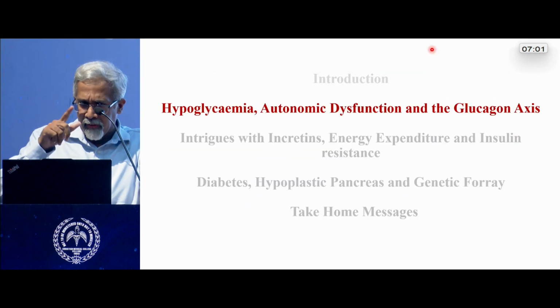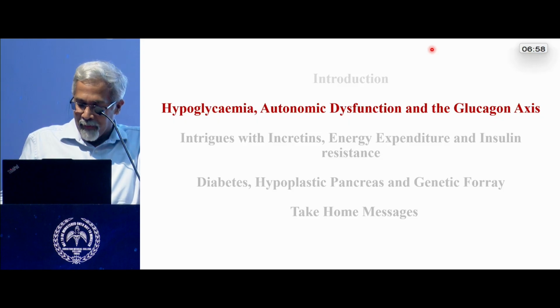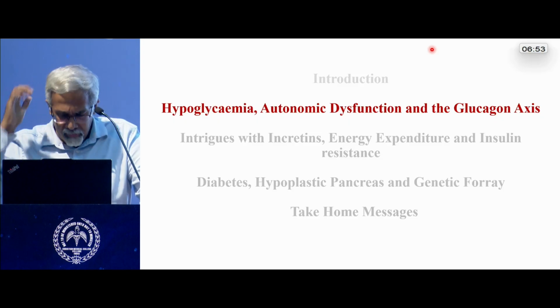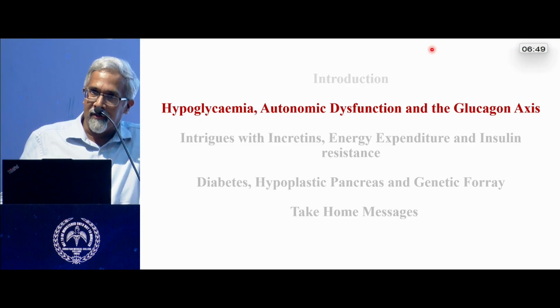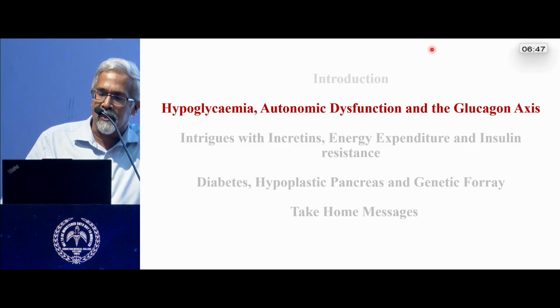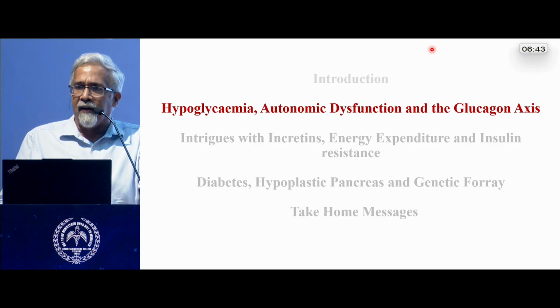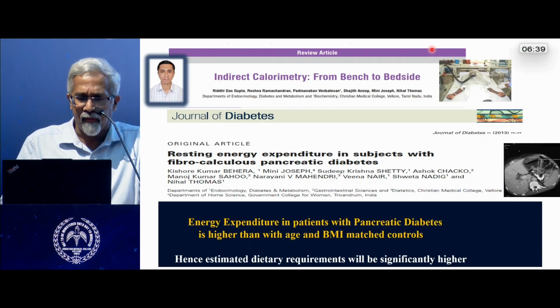I won't allude to the fact that, in fact, with Sudipta, some years back, we did publish a paper on autonomic dysfunction in pancreatic diabetes, and we found that almost 60% have autonomic dysfunction. And this may be due to a combination of both nutritional deficiency as well as the fact that their control had been very poor and they came to us really late.